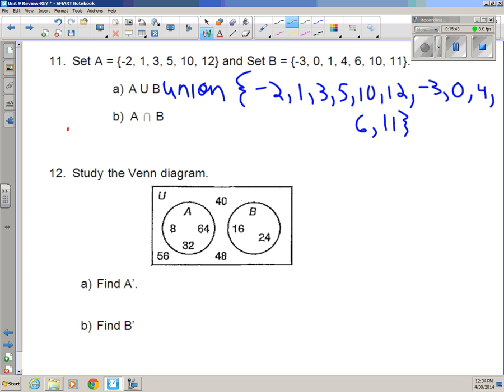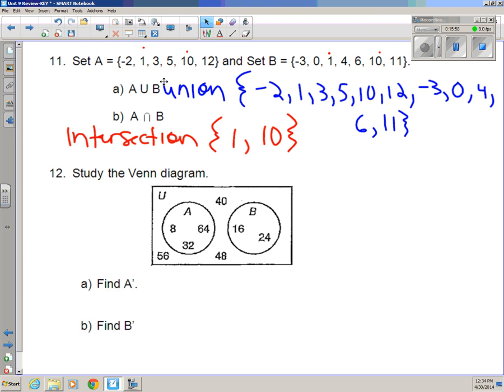The other one is the intersection. It's what's common to both. In set A, that's also in set B, it looks like I've got the 1 in both sets, and I've got 10 in both sets. There you go. That's your intersection.